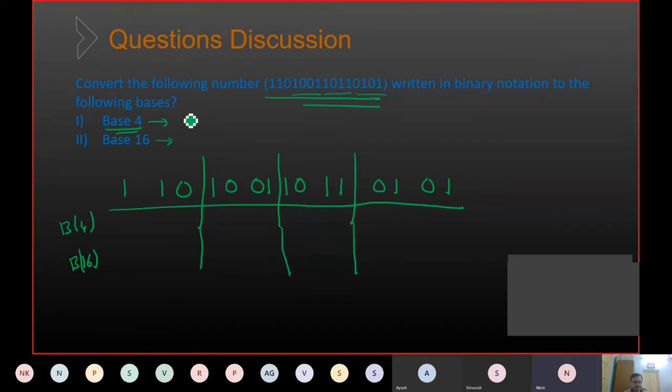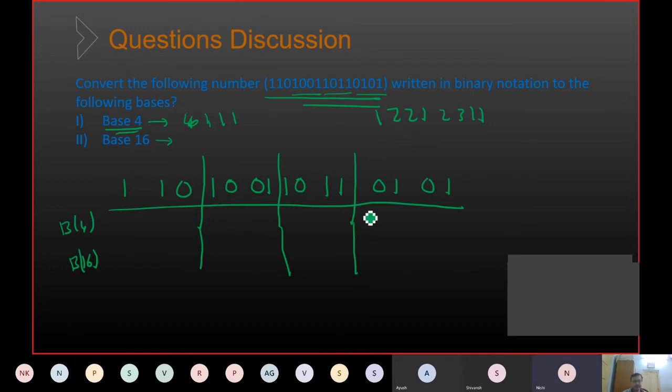So 1 2 2 1 2 3 1 1. First digit is? No, actually 1 2 2 1, 1 2 2 1, 2 3 1 1. Okay, and in base 16? I haven't done that yet.